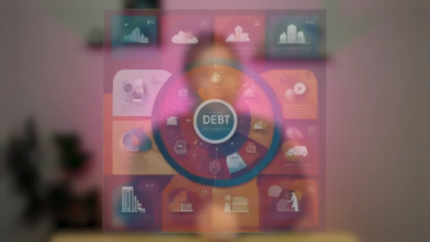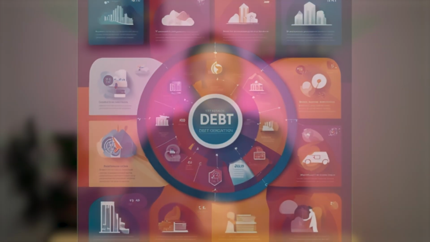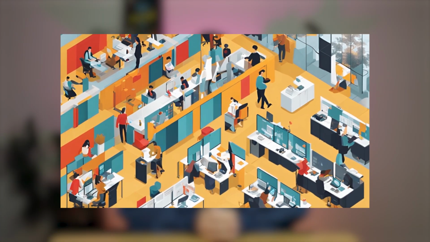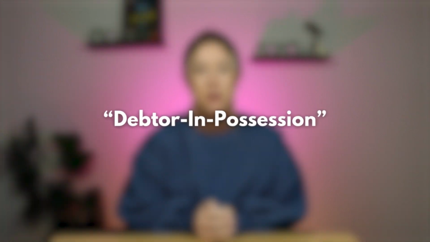Chapter 11 bankruptcy is often referred to as a reorganization bankruptcy. It allows businesses and individuals with significant debts to reorganize their financial obligations while continuing to operate their business or manage their personal finances. One of the unique aspects of Chapter 11 is that the debtor may become a debtor in possession, meaning they retain control of their assets without the appointment of a bankruptcy trustee in most cases.